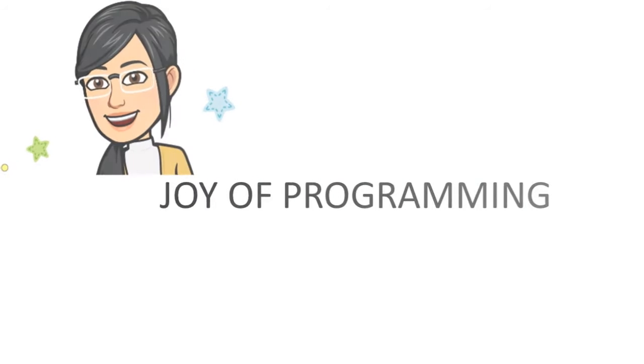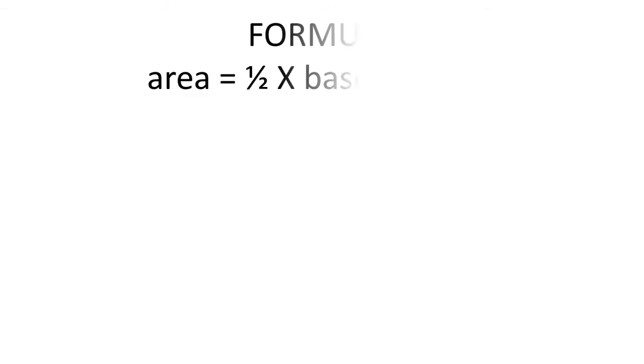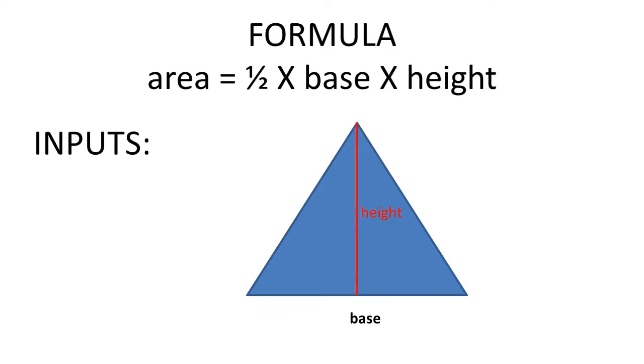Let us have the joy of programming. In this video, we are going to develop a calculator to find the area of a triangle. The basic formula to calculate the area of a triangle is half BH.